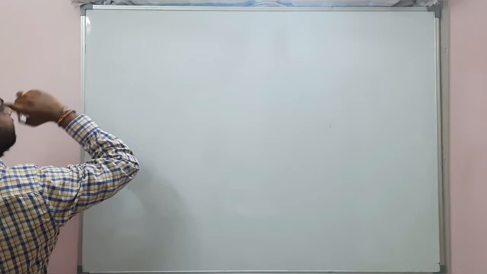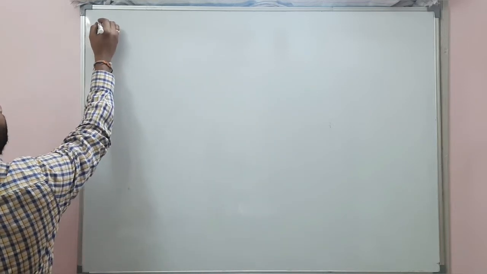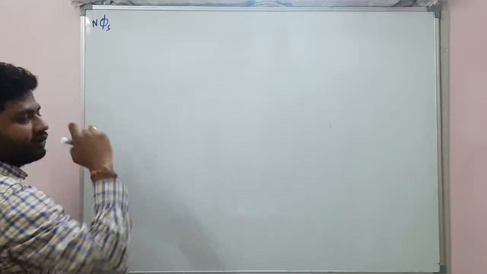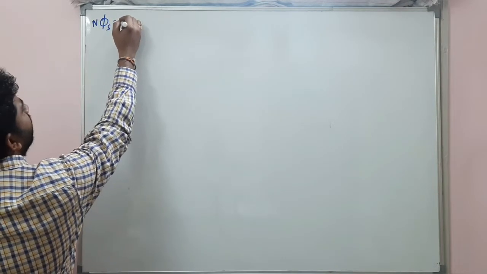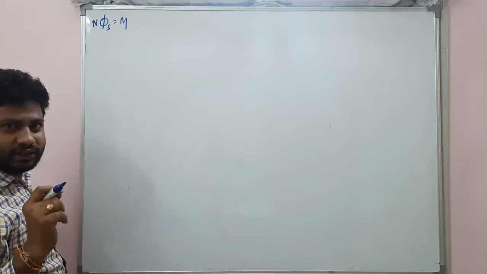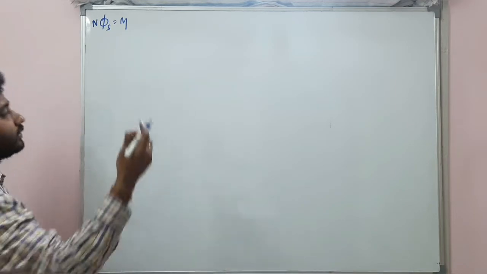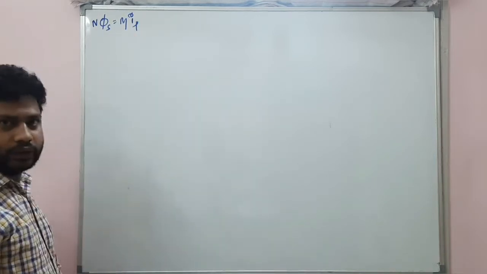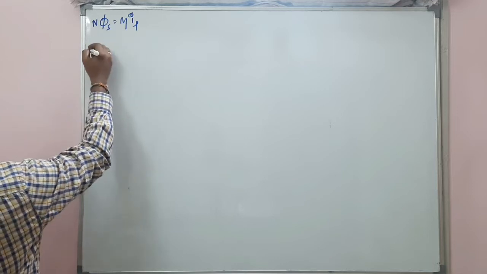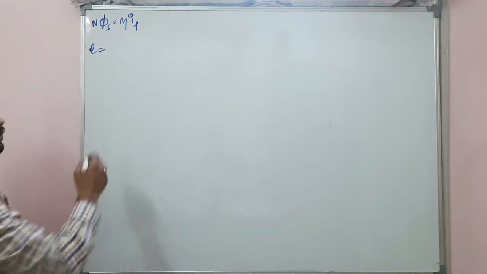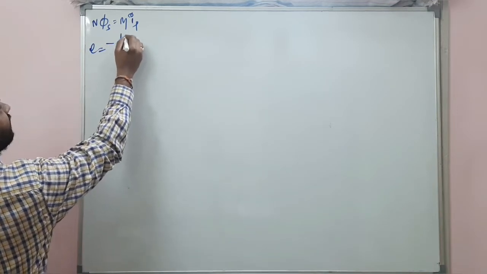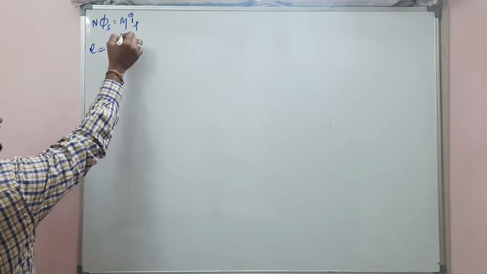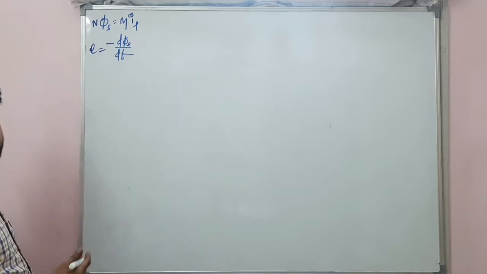So what we had just derived: the number of turns times the magnetic flux linked with the secondary coil is equal to the coefficient of mutual induction, or mutual inductance, times the current passing through the primary coil. From here, we know the formula E = -dΦ/dt, where the magnetic flux change is connected with the secondary coil only.